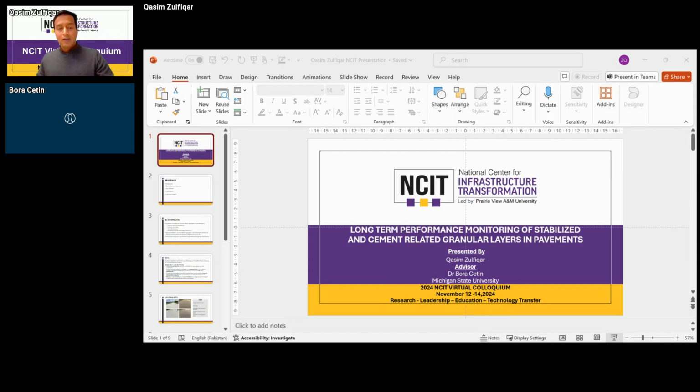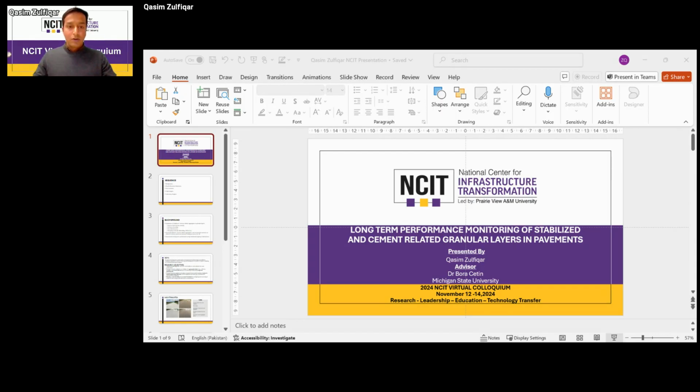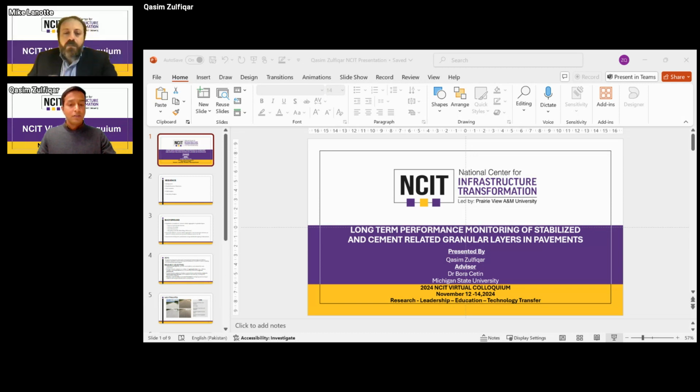Okay, so coming to the background first, obviously application of the stabilizers and cement-related aggregates in granular layers is carried out due to certain reasons. Those reasons may be improving the load-bearing capacity of the pavement system, enhancing their durability, cost effectiveness, which is directly and indirectly related to the recycling of the materials as well. Now, across USA, what we have seen is the use of chemical additives, cement-related aggregates, and different mechanical methods in order to achieve the mentioned objectives.